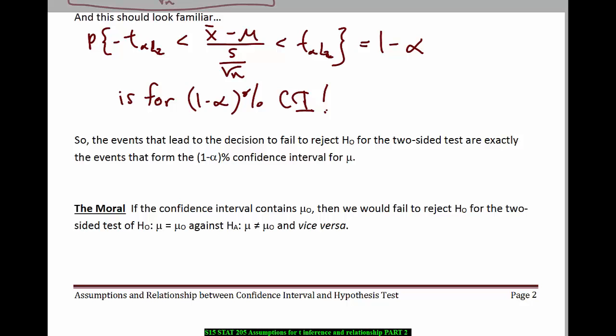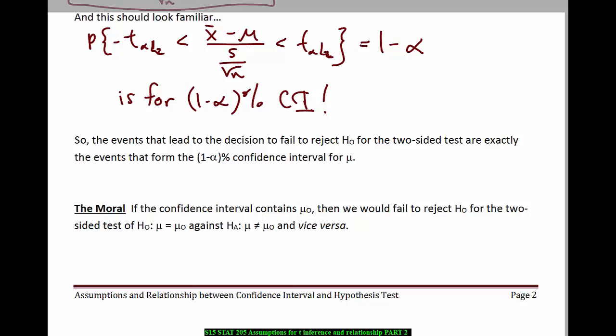All right. So what we can gather from this is that the events that lead to the decision to fail to reject the null hypothesis for the two-sided hypothesis test are exactly the same events that form the 1 minus alpha percent confidence interval for mu. So what's the moral to the story? If your confidence interval contains your null hypothesized belief of what the true mean is, then we automatically know that we would fail to reject the null hypothesis for the two-sided test. That is, the null hypothesis mu is equal to mu naught against the alternative that mu is not equal to mu naught, and vice versa.